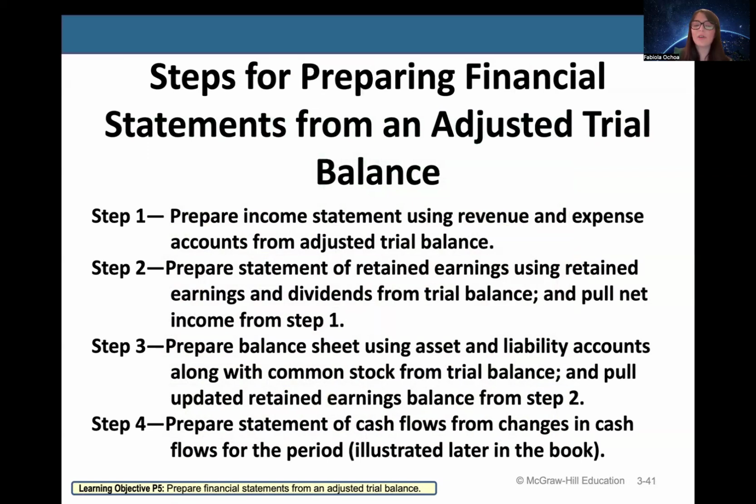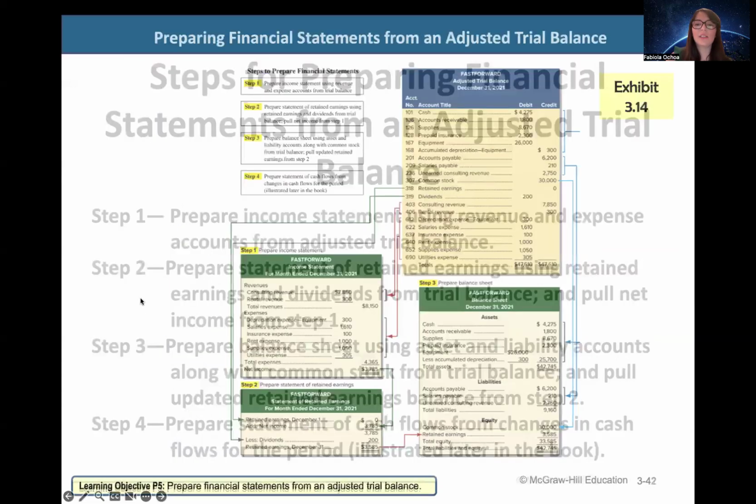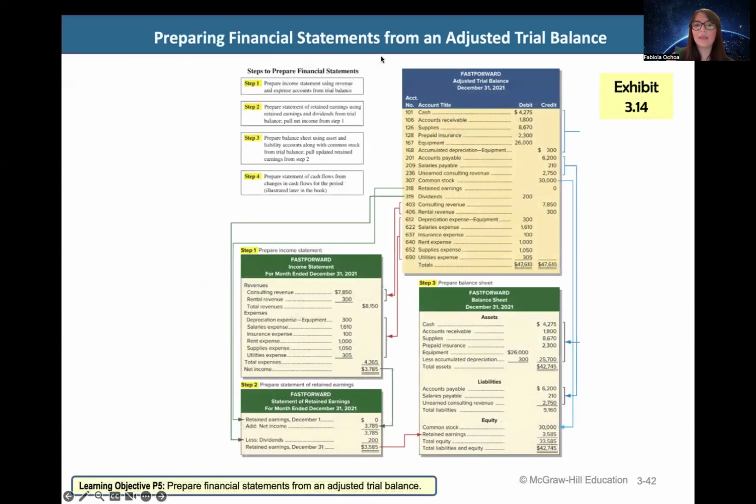Step 3 would be to prepare the balance sheet using asset and liability accounts along with common stock from the trial balance and pull the updated retained earnings balance from step 2. Step 4 would be to prepare the statement of cash flows from changes in cash flows for the period, illustrated a little later.